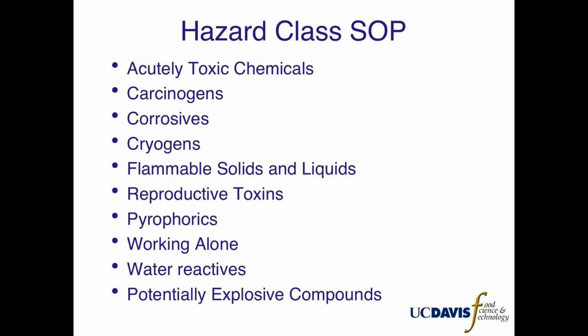Here are examples of some of the hazard classes of various chemicals that require SOPs. This list is not exhaustive, and the list of all chemical hazard classes that require SOPs, as well as templates, can be found on the Safety Services website. You will need to read your lab-specific SOP prior to using a chemical containing these specific hazards.